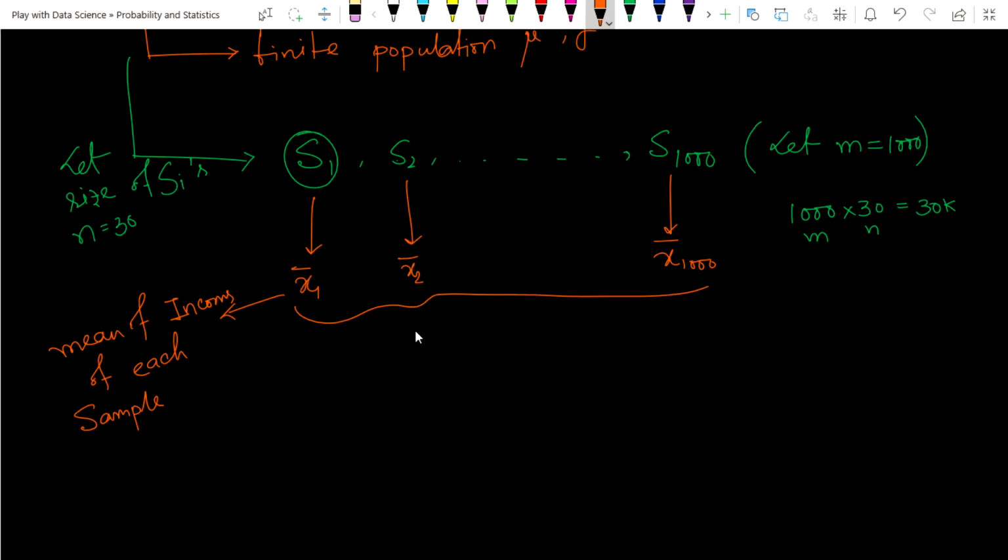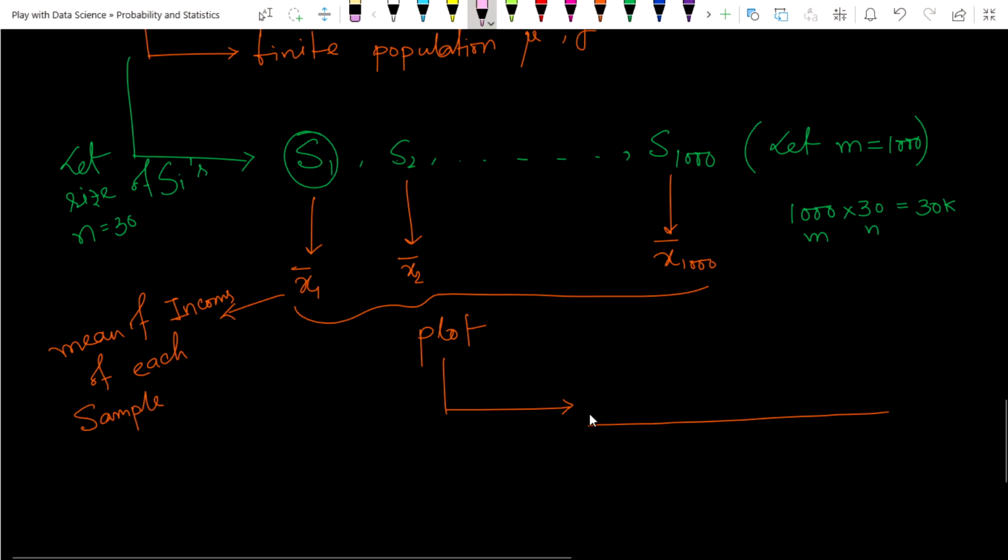Now, if we plot this data, the means of these 1000 samples, then you will find a Gaussian kind of distribution.